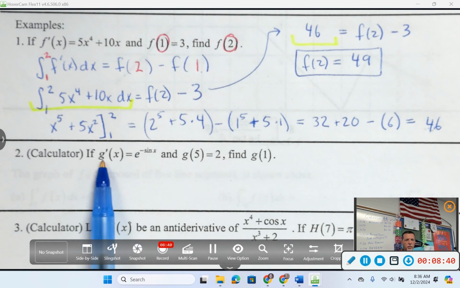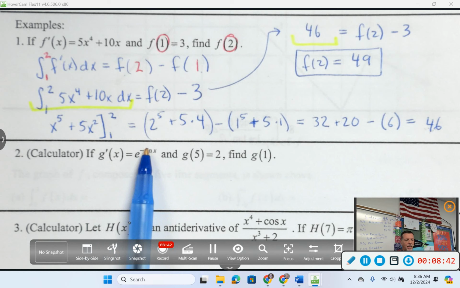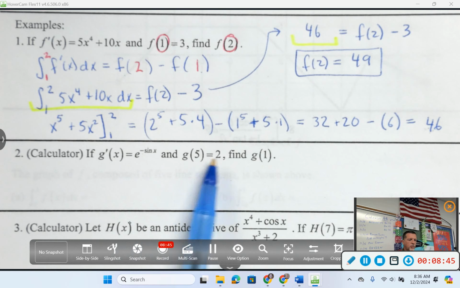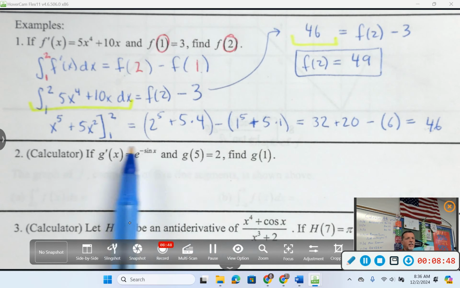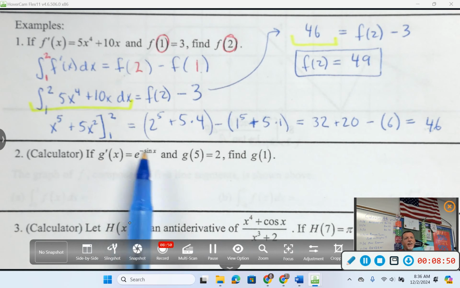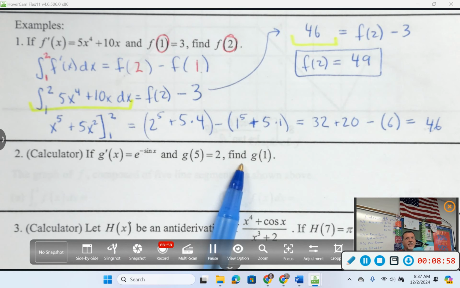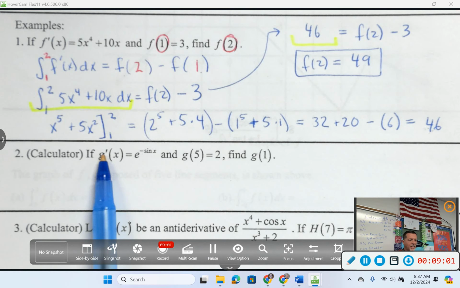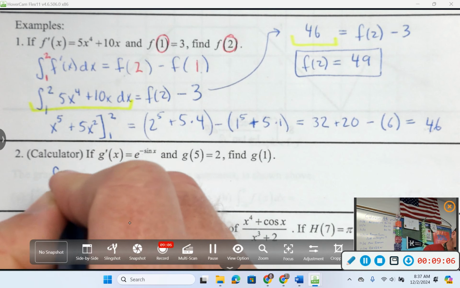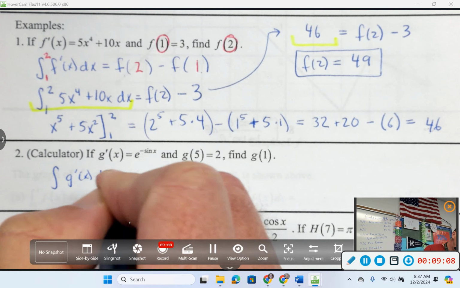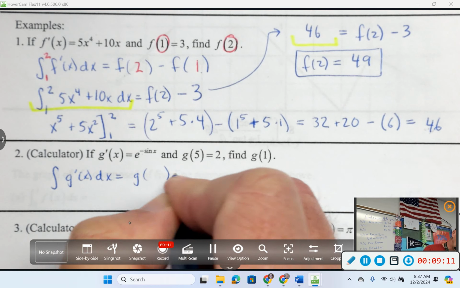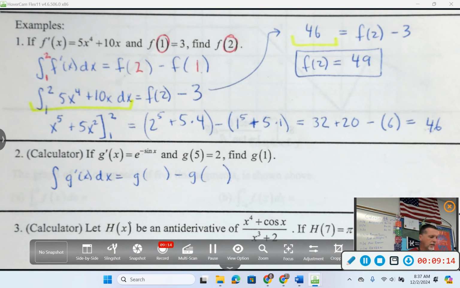Okay, if g prime equals this ugly thing, g of 5 equals 2, find g of 1. They gave me g prime. They're asking questions about g. So what do I have to do to g prime to get back to g? Antiderivative. I need to take the antiderivative of g prime to get to g stuff. Again, we'll grab the calculator in a minute.